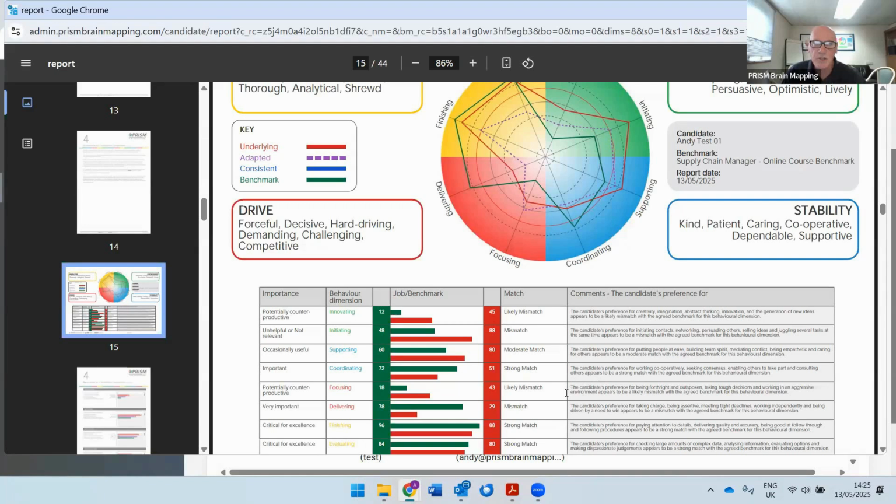So I would say when you're interpreting, this can be a useful document. Don't lose sight of the critical factors, the top 3 and the bottom 2. If there is flex in the bottom 2, in other words, if the benchmark is asking for a very low preference and the candidate is above the 50 mark, the chances are that candidate might be frustrated if they're not able to fulfill that behavior in the role. So be really conscious of that.